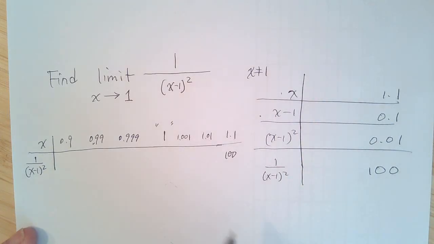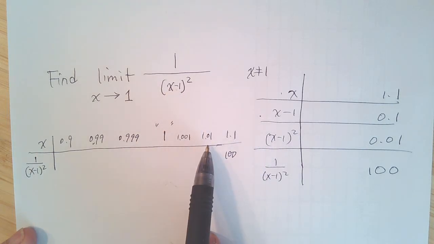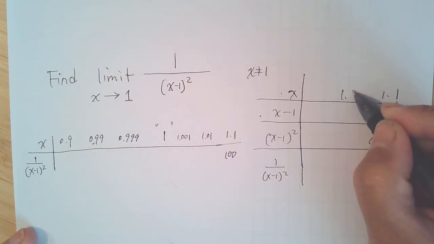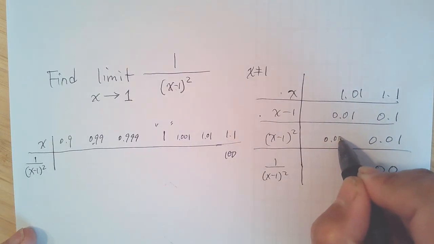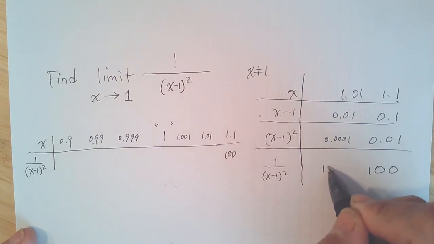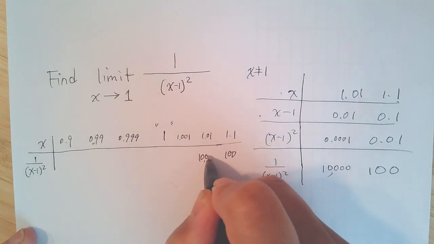Now you see why sometimes you might want to use this method, because you go further, a little bit more steps. If x is 1.01, then you subtract 1 first, you get 0.01, square it, you get 0.0001, and then you take the reciprocal, you get 10,000. So here is 10,000.